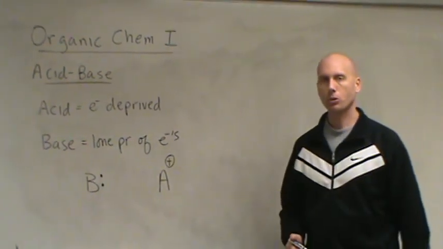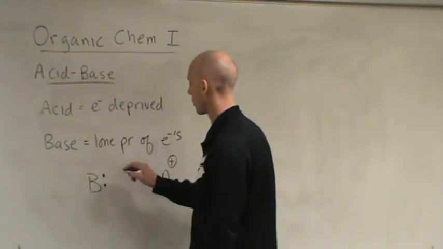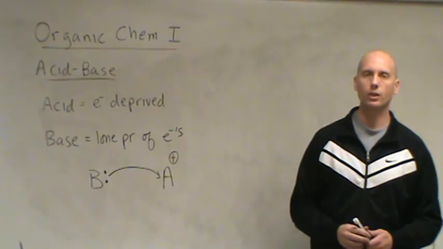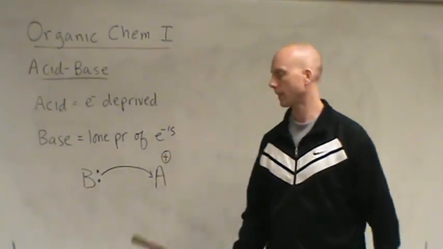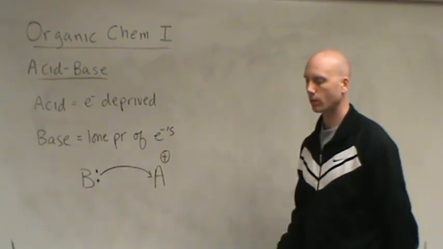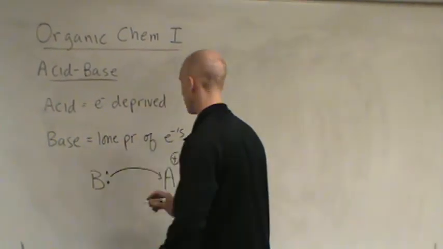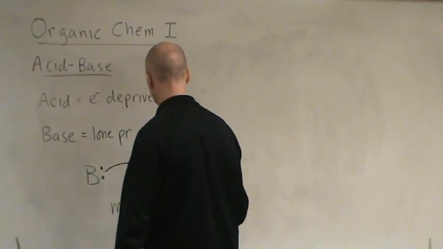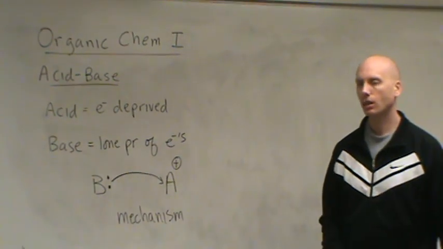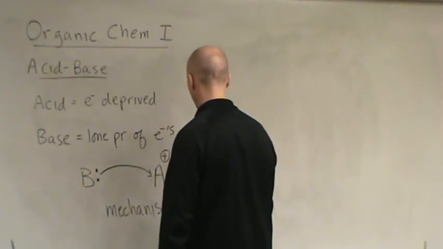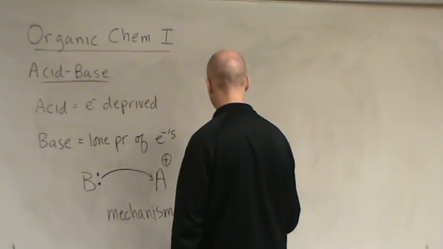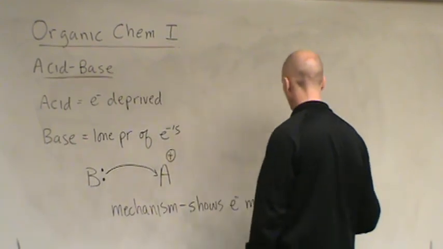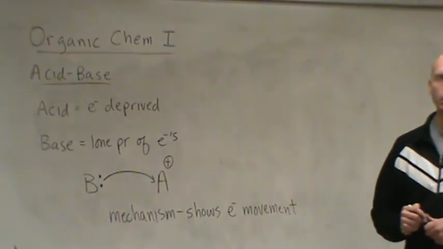So how would these two react? Well, we could use an arrow to show this reaction. This is a very important arrow that is sometimes called the mechanism. So what a mechanism does is it shows electron movement.